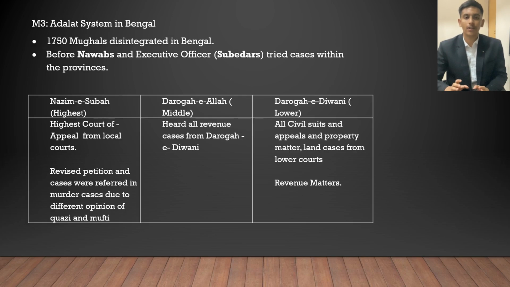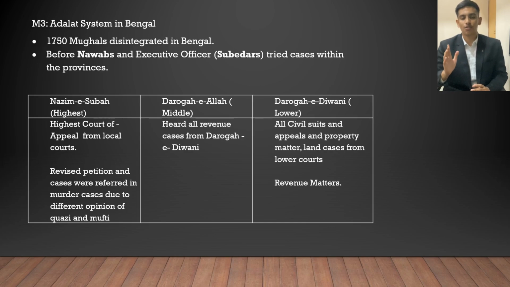Up till the 1750s, the Mughals resided in Bengal, and in the 1750s they disintegrated in Bengal. Before that, Nawabs and executive officers, also called Subedars, tried cases within the provinces. So what was the administrative or judicial system in the provinces? First is Nazim-e-Suba, which is the highest court of appeal from local authorities.